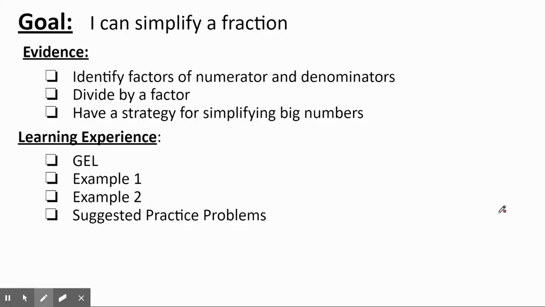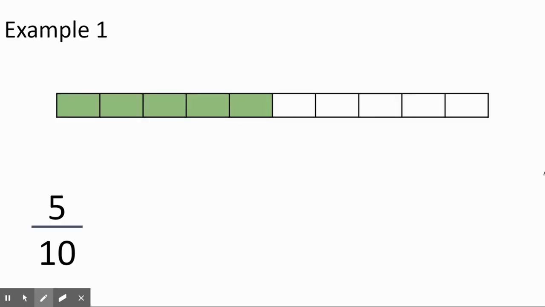In this video, we're going to learn how we can simplify a fraction. To do that, we're going to identify factors of numerators and denominators. We're going to divide those by a factor. And we're also going to have a strategy for simplifying big numbers that maybe we don't know the factors for. We're going to look at two examples, and then there are going to be some suggested practice problems at the end for you. So the first example that we're going to look at is just 5/10.